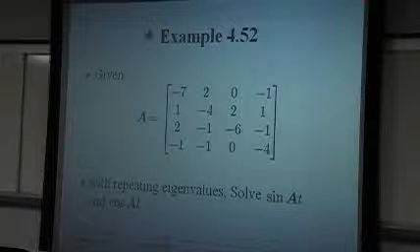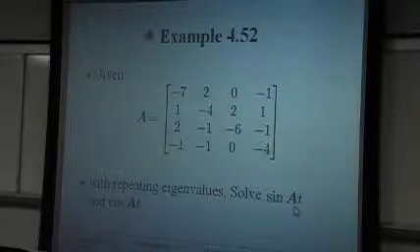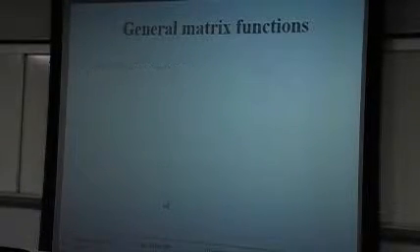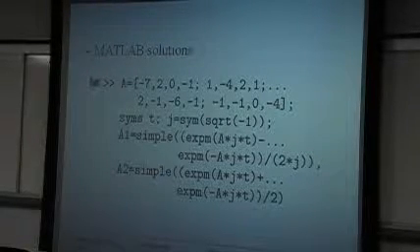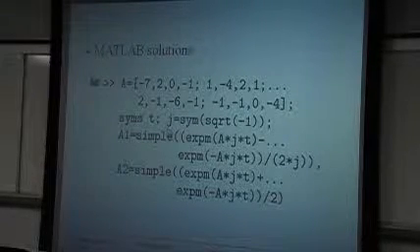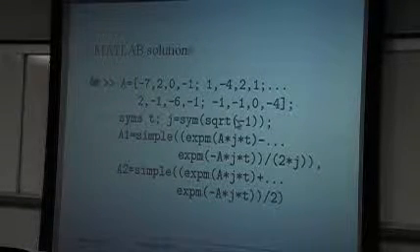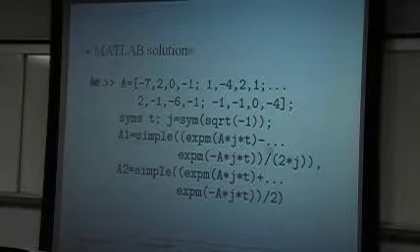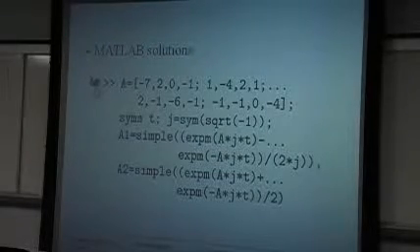Here is an example. If we have already been given a matrix A, and if we want to find sine AT and cosine AT, what we need to do is to enter A first, declare T as a symbolic variable, and declare J as a symbolic variable for the square root of -1. Then we can easily use the formula to find sine AT and cosine AT, and then we can simplify the result.